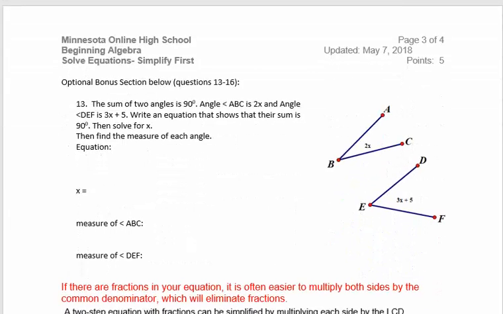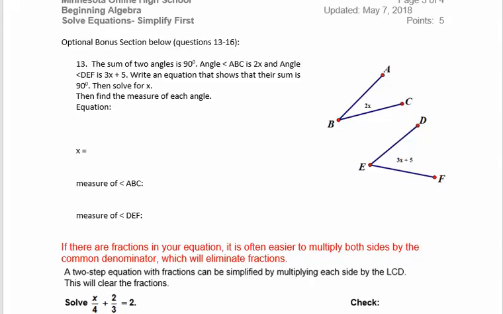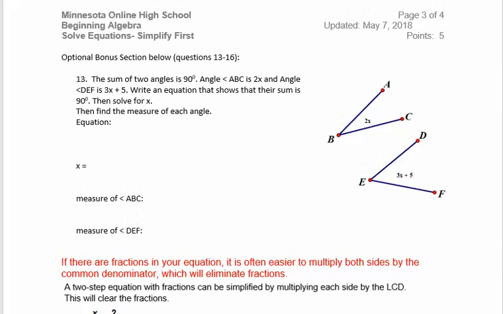Now the bonus section below, you don't have to do this, but it's really good practice for future courses. So number 13 says that we have two angles, and one of them is 2x and one is 3x plus 5. So it turns out that you can add angles together, expressions for angles, just like you can add numbers together, and it says that their sum is 90.